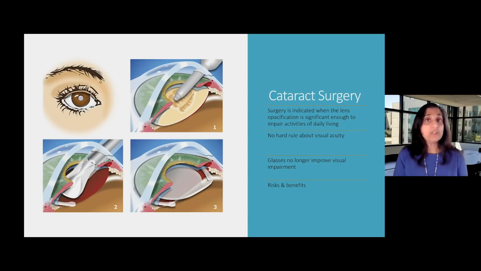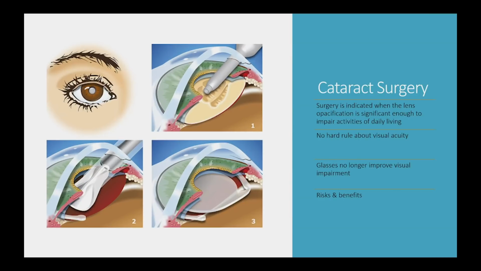So we always try a non-surgical approach first. We always try changing glasses to see if that makes people see better. If we can improve your vision with glasses, that's usually what we'll choose. But at some point, glasses just don't work anymore. And if you find that you've tried glasses, but you still can't see well enough to do the tasks that you need or want to do, then at that point, we think about cataract surgery.